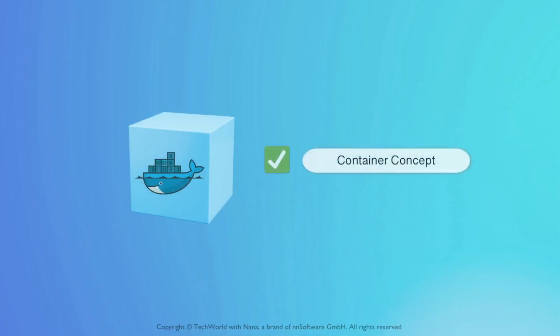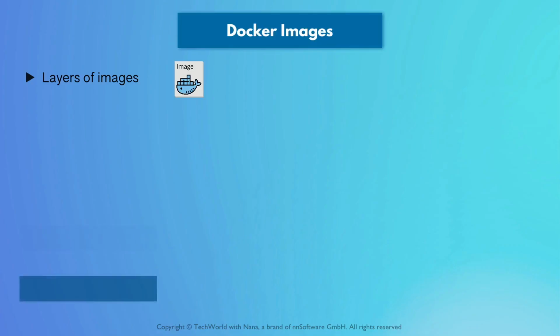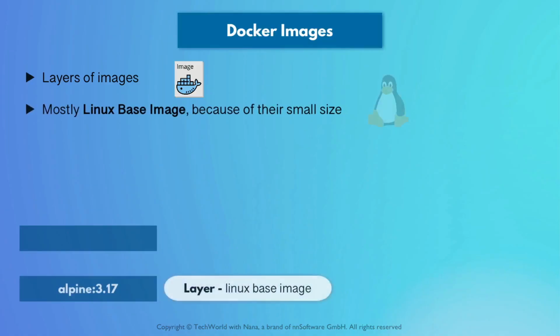Now that you know what a container concept is, let's understand what a container is technically. Technically, a container is made up of images. So we have layers of stacked images on top of each other, and at the base of most containers, you would have a Linux-based image, which is either Alpine with a specific version, or could be some other Linux distribution.